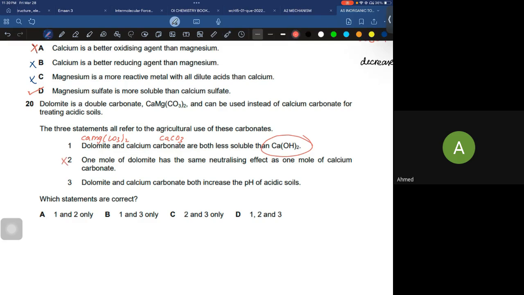Let's check 3 as well. Dolomite and calcium carbonate both increase the pH of acidic soil. Increases means what? More than 7. Why? Because they are basic in nature. Carbonates are basic in nature. Yeah, this is correct. So statements 1 and 3, so of course option B is correct. Simple सा था, easy question था.